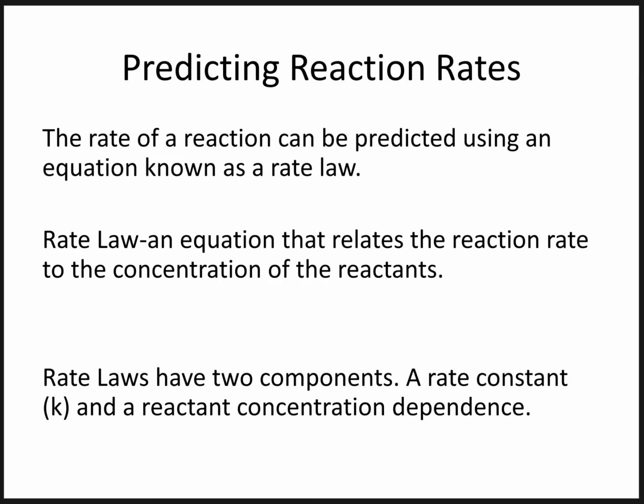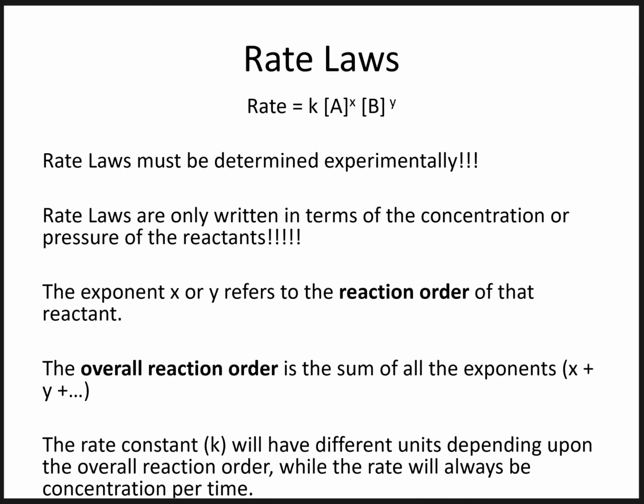Now, a general form of a rate law looks something like this: the rate of a reaction equals the rate constant k, reactant A raised to some power times reactant B raised to some power. And all rate laws must be determined experimentally.